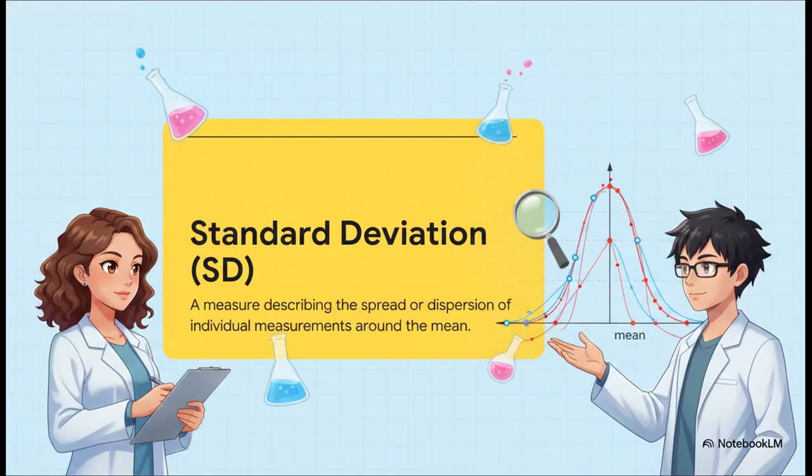Next up, to figure out our variability, or basically how spread out our data is, the standard deviation is our absolute go-to metric for normal data. It tells us exactly how far our individual measurements drift away from that central average. Think about it. A small standard deviation means your results are super tightly clustered together. That's a great sign. It means high precision in your lab technique. But a large standard deviation? Yeah, that means your data is scattered all over the place.